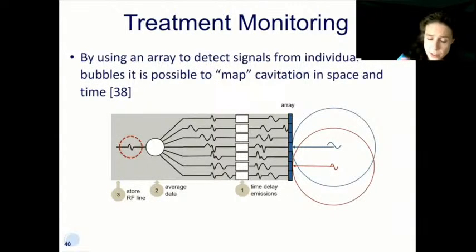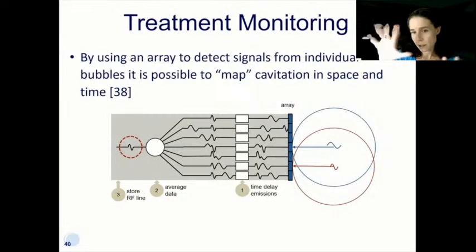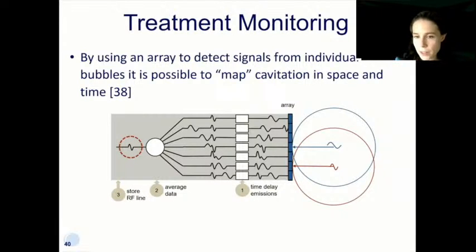Now we can do that with a single transducer, which will give us a rough indication of where cavitation is happening, but we can also do it with an array of transducers, so-called passive acoustic mapping, where, because of the different time it takes for the bubble signals to arrive at the different transducers, we can actually work out where bubbles are as well as how much they're oscillating. And that's very, very useful, because we can overlay the map of cavitation activity on our anatomical map from another imaging technique, so that we can work out exactly where cavitation is happening in real time during a treatment.